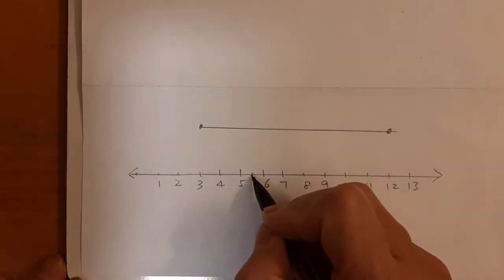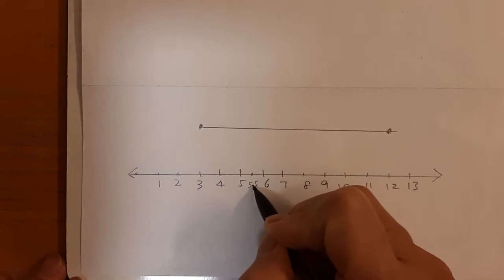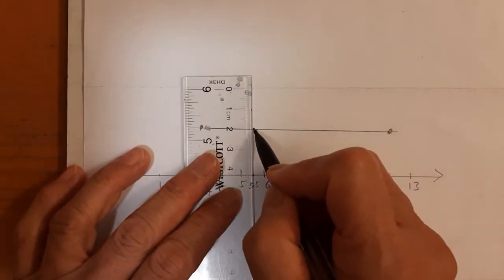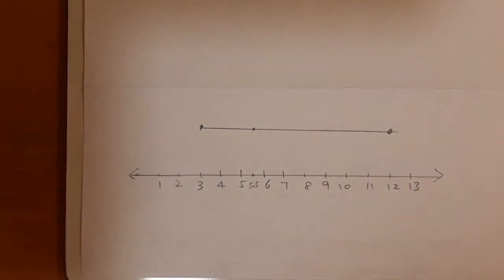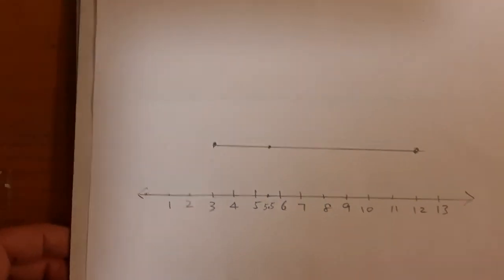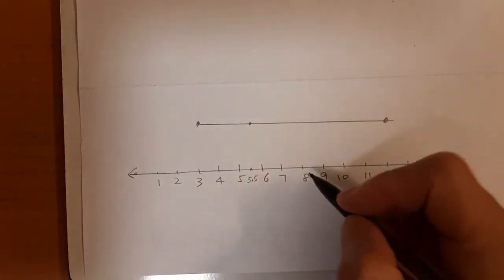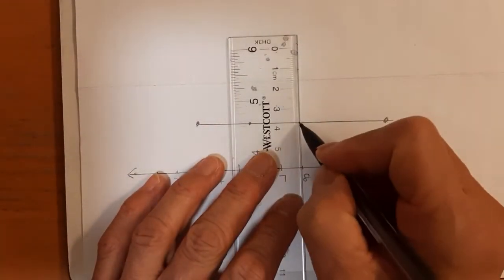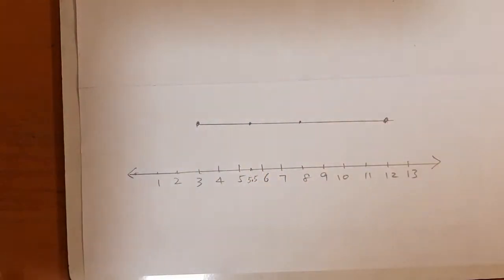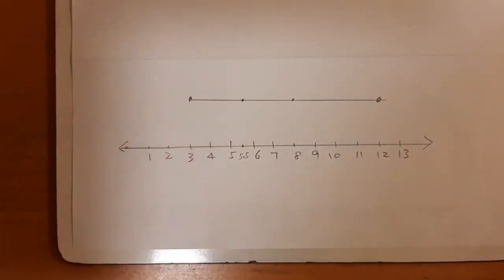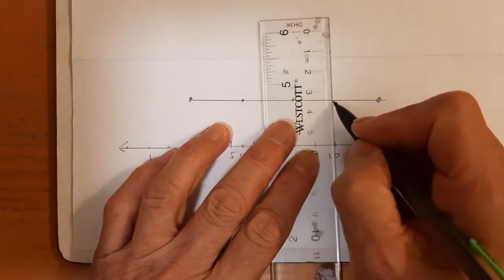Between 5 and 6 is 5.5. Above 5.5, put a dot. And then the second quartile is 8. Above the 8, put a dot. Then the third quartile is 10. Above the 10, put a dot.